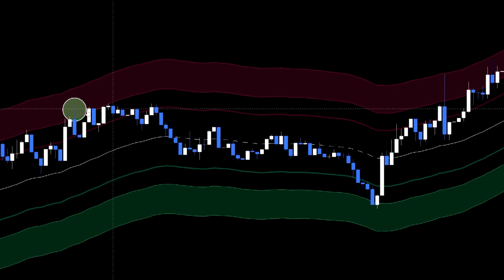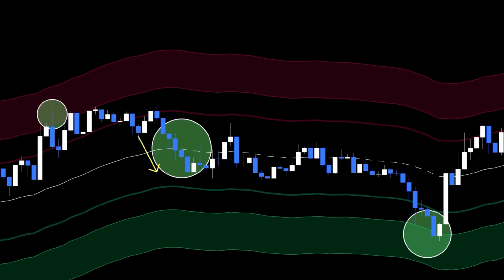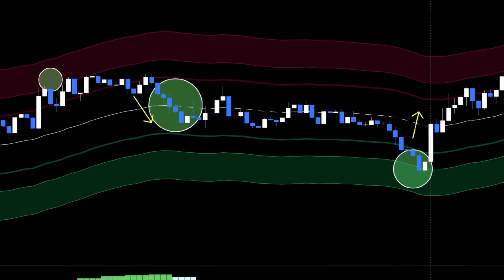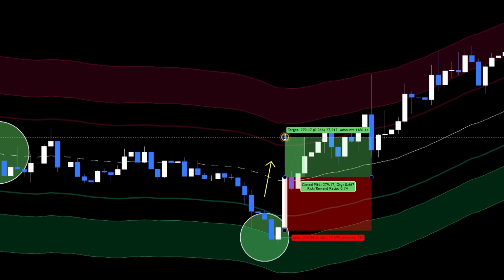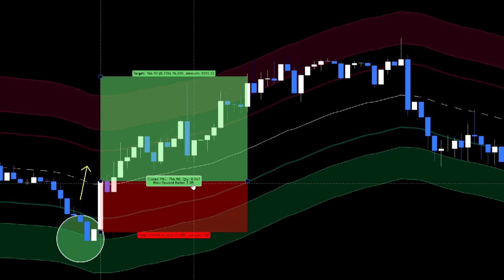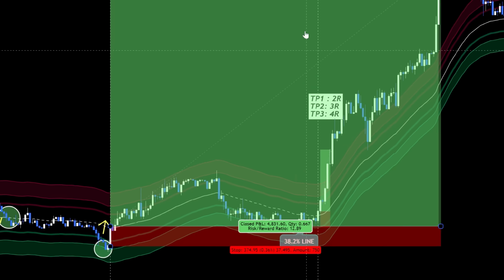Look at this other example. The price touches the upper band, comes down, touches the lower band, and then we get that bullish breakout of the midline with the CMAD confirmation. This one could have easily made over 12R in profit. Super profitable, right? This is how this TradingView indicator strategy works almost every day.